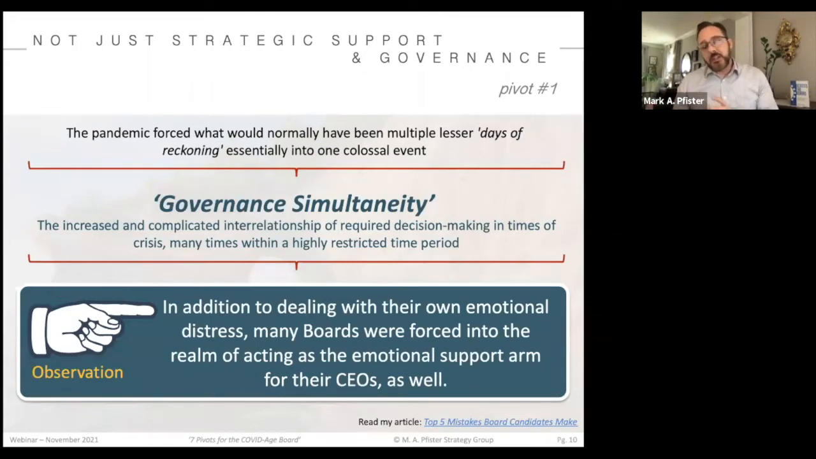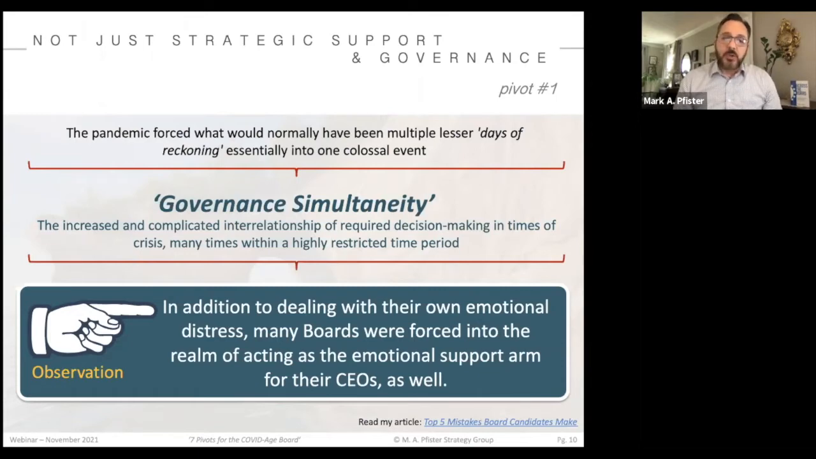So what's interesting in this trending is that boards were all of a sudden thrust into this realm of becoming essentially an additional emotional support arm for their CEOs and potentially other C-level executives within the organization. And I'll add to that that many board directors became emotional support arms for other board directors, right? Because of this loading and this governance simultaneity. All of this happening at once really threw some boards for a loop due to the fact that they just weren't prepared, nor did they know how to give the proper emotional support to those that truly needed it.